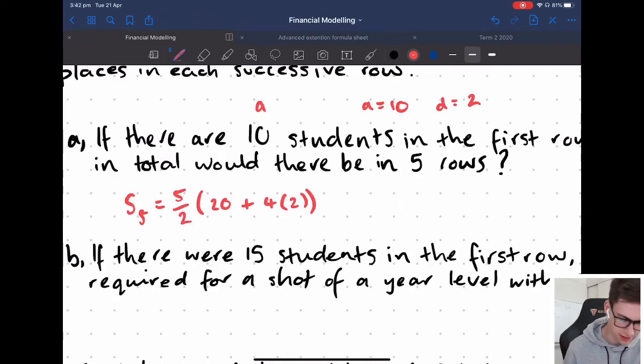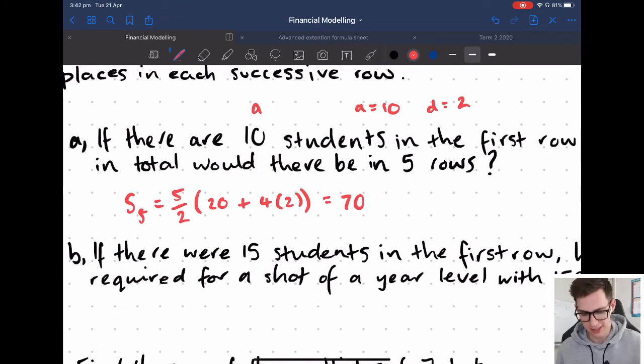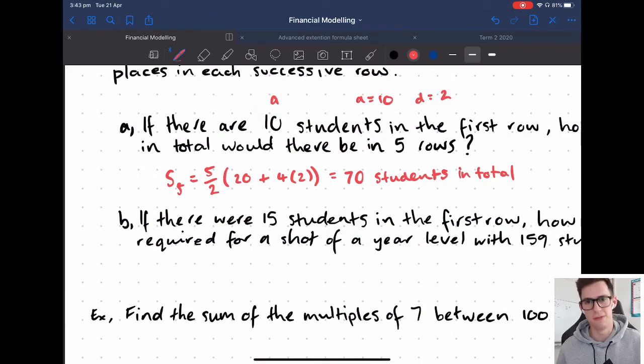Yep, checks out. Cool. All we need to do now is type that into our calculator to get an answer. I do believe we should get 70. Again, it's always nice to give an answer here. Maybe 70 students in total, just to give ourselves an idea of what we just found. So that means in 5 rows, we've got 70 students all up.